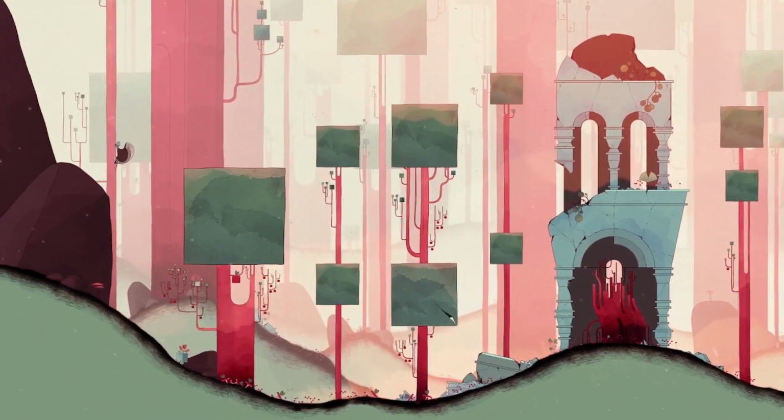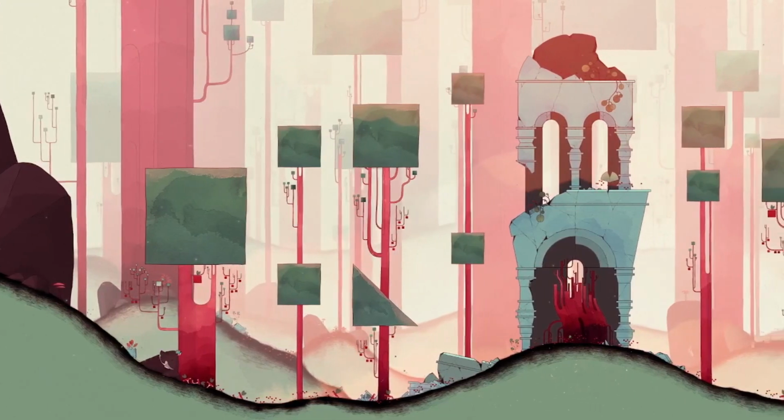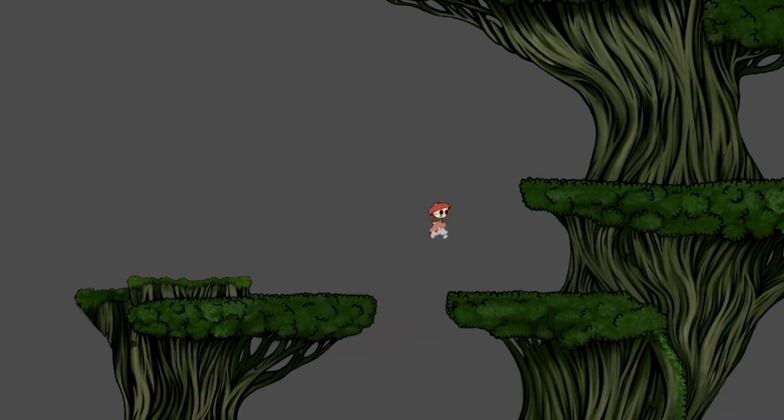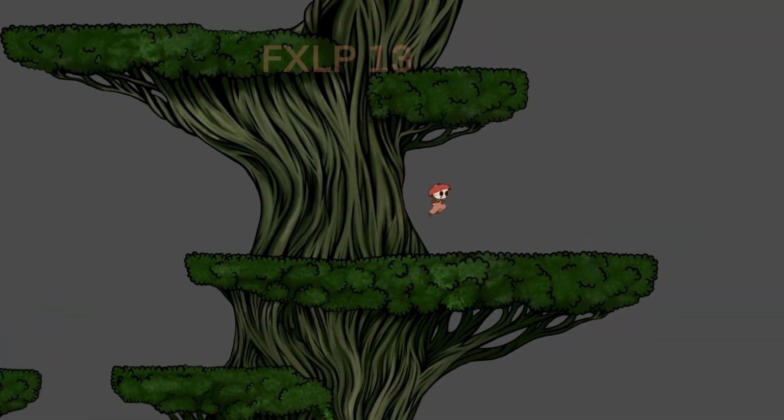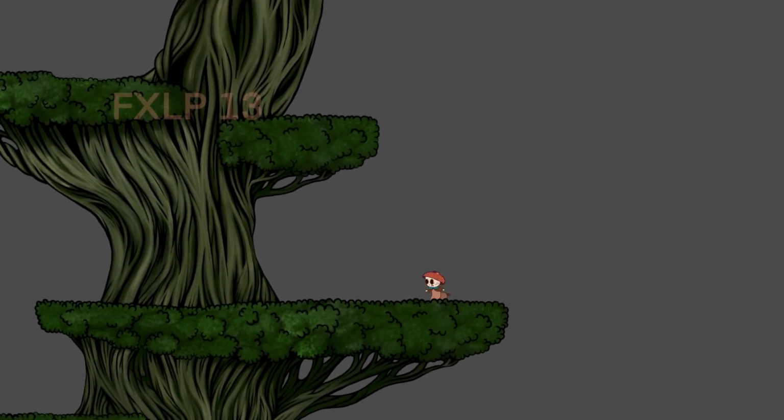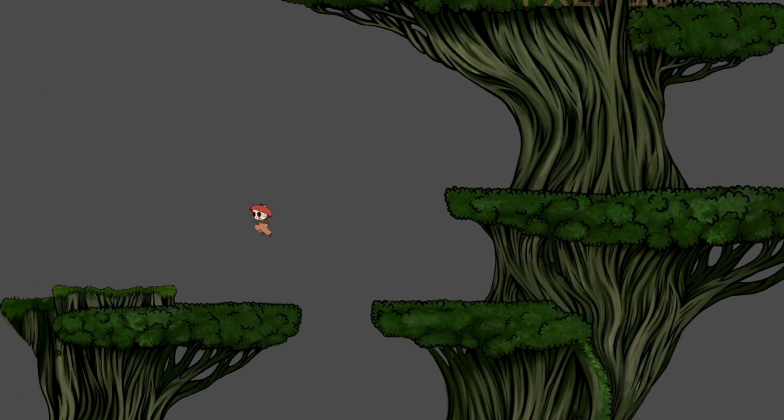And you don't need to make a perfect square like they have made in GRIS either. I've previously created this tree asset, which is significantly more complex, but it still tells the player that it's an interactable asset, that you can jump on it, because the shape language suggests that it's a platform.